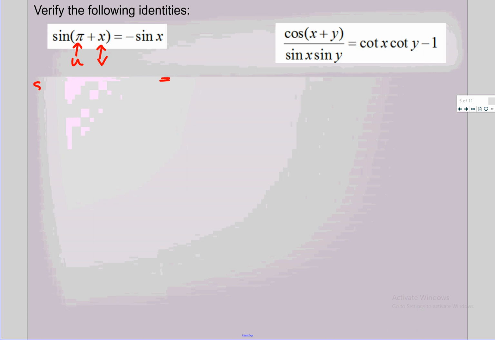So that's going to be sine u, so pi, cosine v, so my x. Sine has the same sign, so plus cosine u, so cosine pi, sine x. Okay. Now, sine pi and cosine pi are things that you can find on your unit circle. What is the cosine of pi? Or sine, let's do sine first. What's the sine of pi?